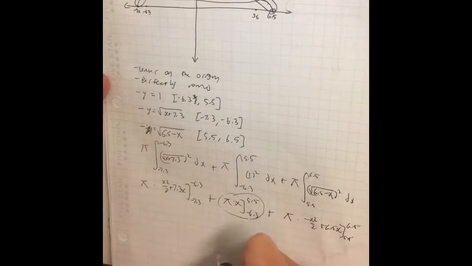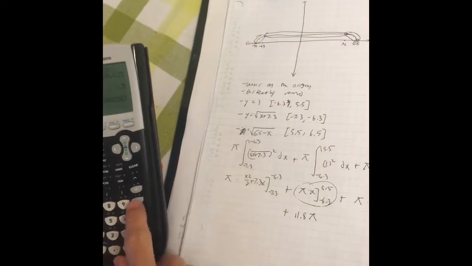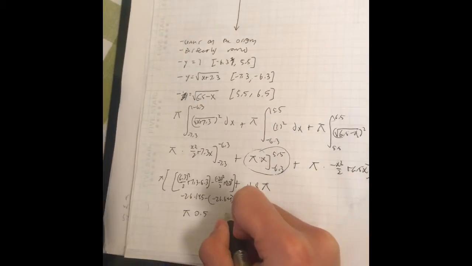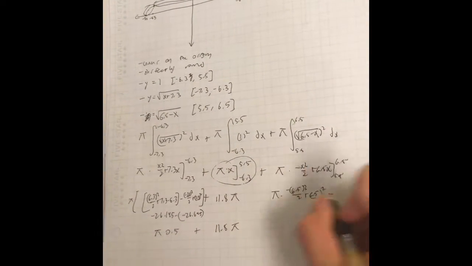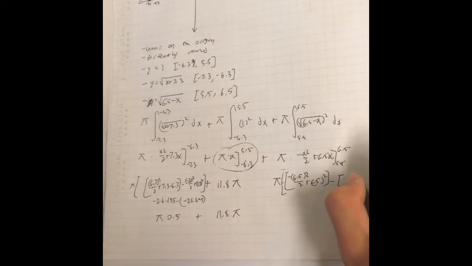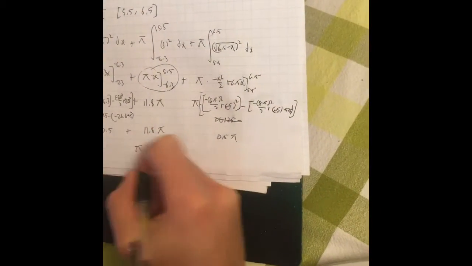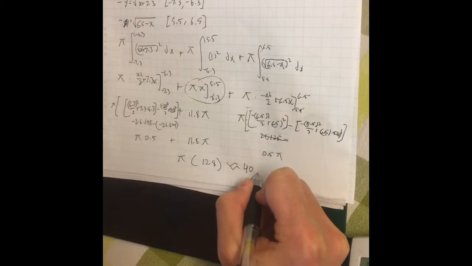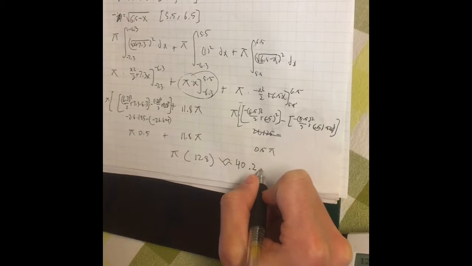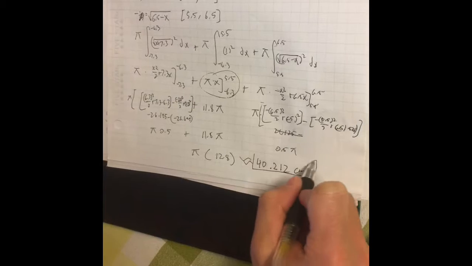This is the quickest part to do. 5.5 minus negative 6.3 is going to be 11.8 times pi, plus, okay, this part we're going to have to use our calculator here, plug in some values. Calculator. So this whole thing gives us 0.5 pi. These two add up, so this is all going to simplify to 12.8 times pi, approximately 40.2212 when we round to the 3rd decimal place.